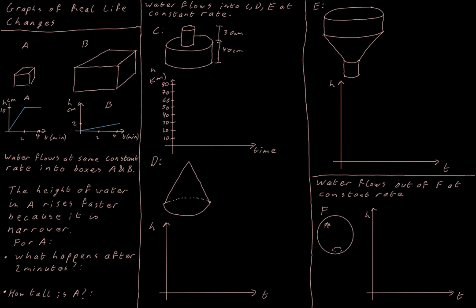What happens after 2 minutes? Well, in this situation, from our time axis we can see the water keeps flowing for 4 minutes. But after 2 minutes in A, the water doesn't get any higher, but we know it's still flowing. So what's happened? Well, the box must be full. It can't go any higher because the height of the box must be totally covered. We've filled the box entirely after 2 minutes. So the box is full.